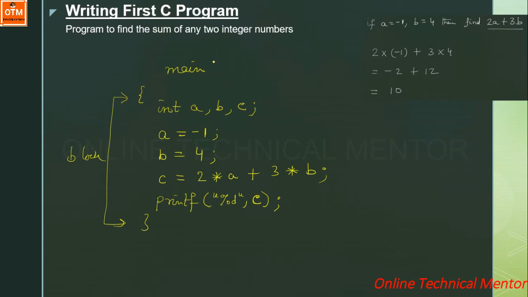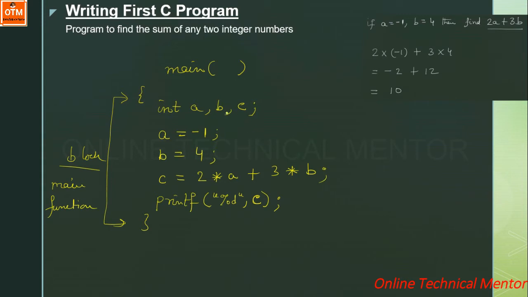Since main is a function, it will end with parentheses, open and close. And within these parentheses, arguments are optional. For the time being, I am writing nothing over here. From now on, we call this block the main function. In C programming language, main is the starting and ending point of every program. So this is mandatory. We have to write this main function in every program.